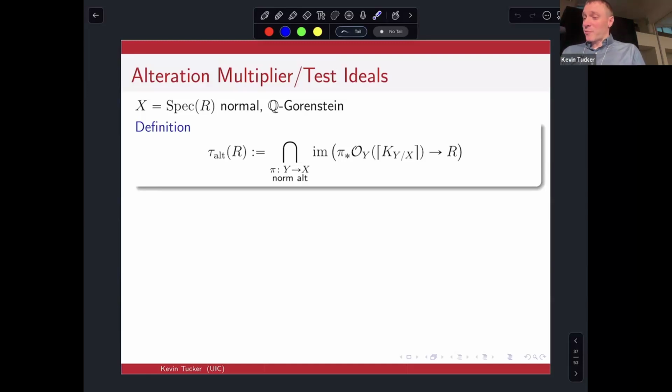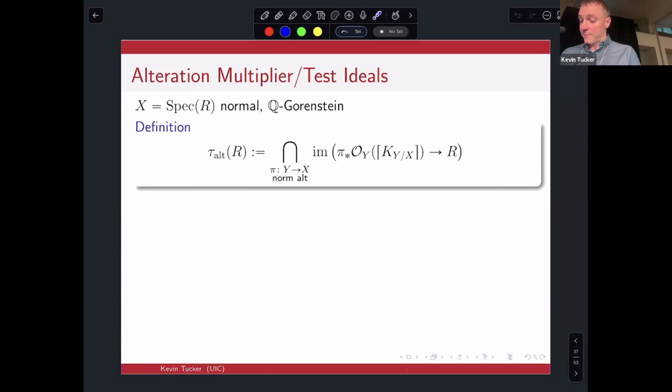And again, this relates back to the problem of the openness of the splinter locus, which I mentioned was open, right? So in order to check that, you have to come up with an ideal that determines what the non-splinter locus is. So Q tau alt here, showing up on this slide, right? Without asking that you're a plus regular or that you're a splinter, you could just try to define an ideal measuring how far off you are, by looking at the intersection of all the images of these trace maps from the relative canonicals for all normal alterations.